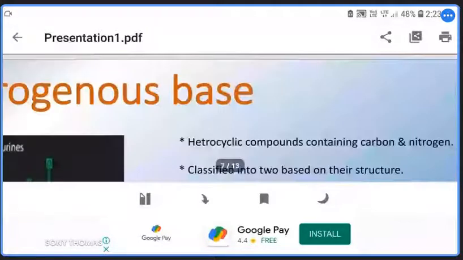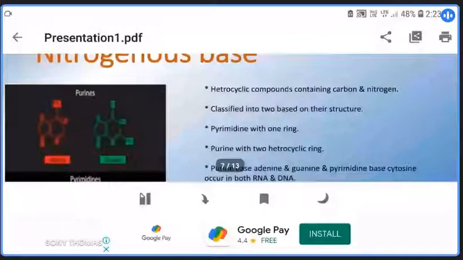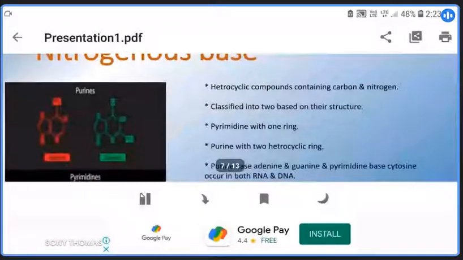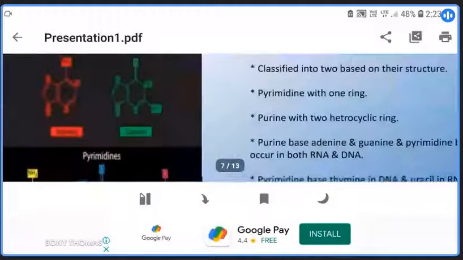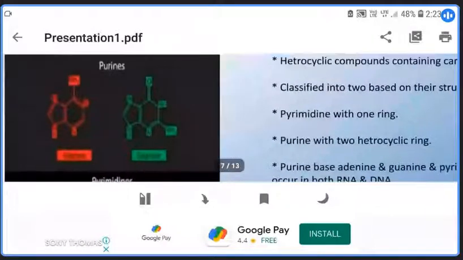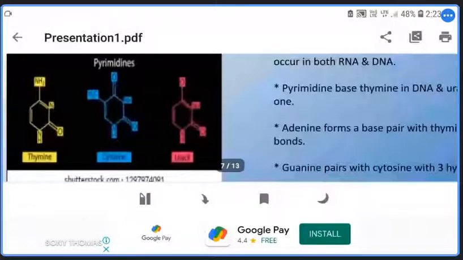Nitrogenous base. These are heterocyclic compounds containing carbon and nitrogen. They are classified into two based on their structure: pyrimidine with one ring and purine with two heterocyclic rings. This is purine. Adenine and guanine are examples of purine, and thymine, cytosine, and uracil are examples of pyrimidine.